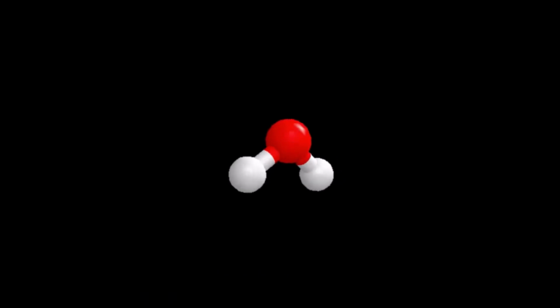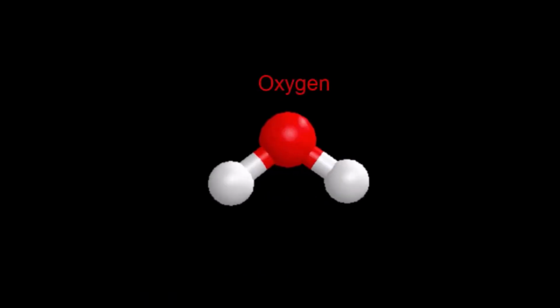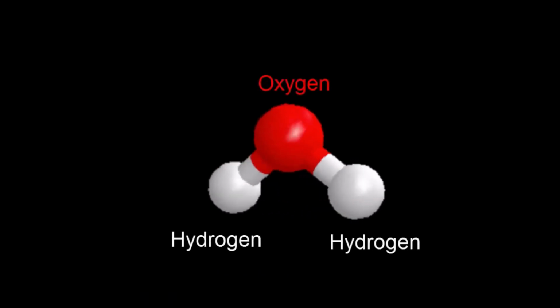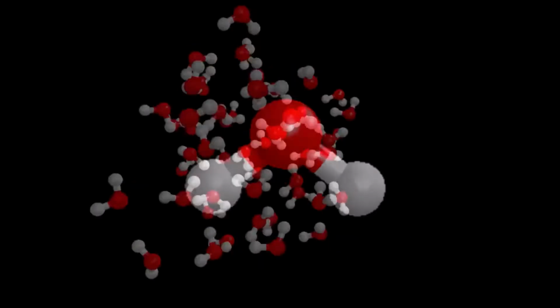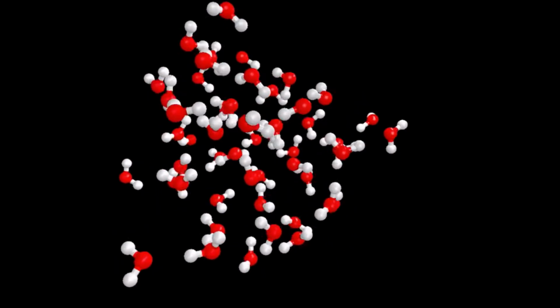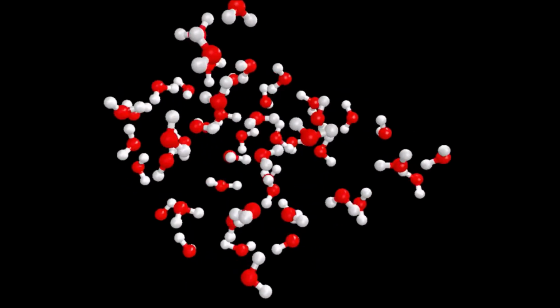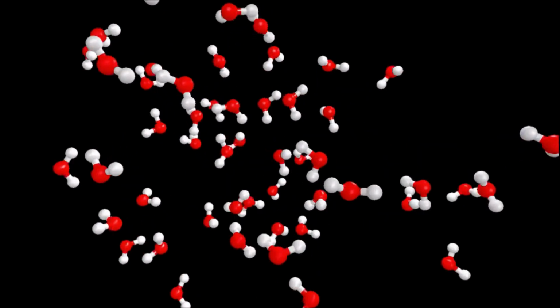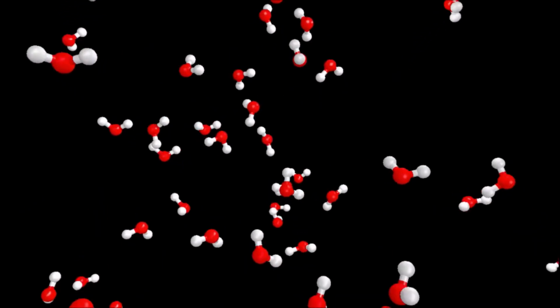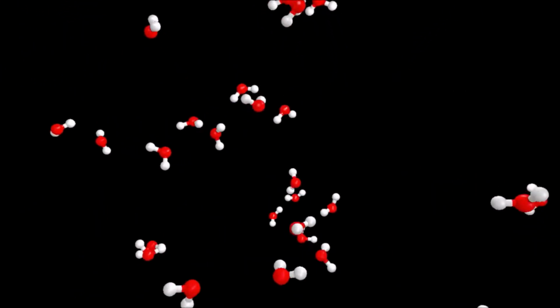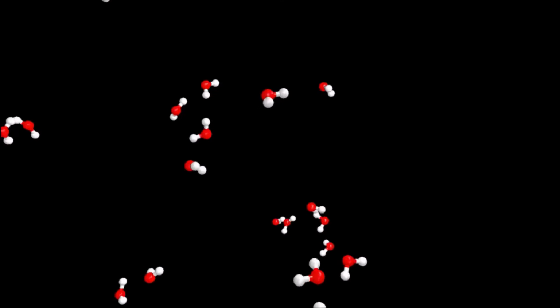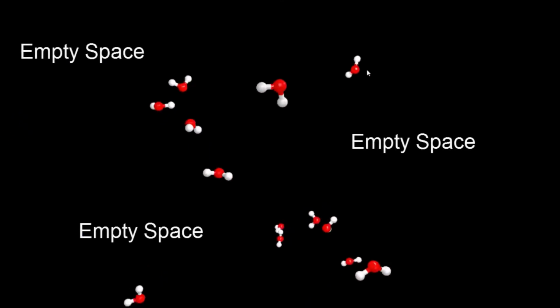So we'll start with the water molecule. The red is oxygen, and the 2 white atoms are hydrogen. That's H2O. Water molecules are always moving. When we add heat, they move faster, and if we add enough heat, they'll spread out and form a gas. We call that gas water vapor. Note that there's nothing between the atoms here. The black is empty space.